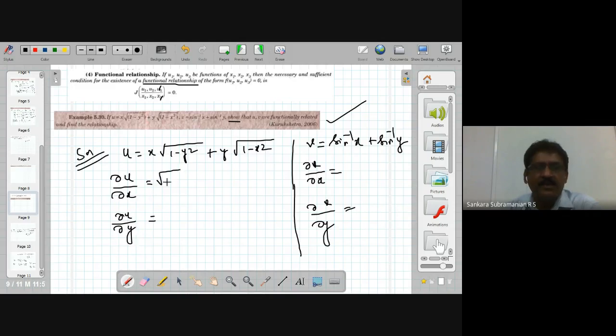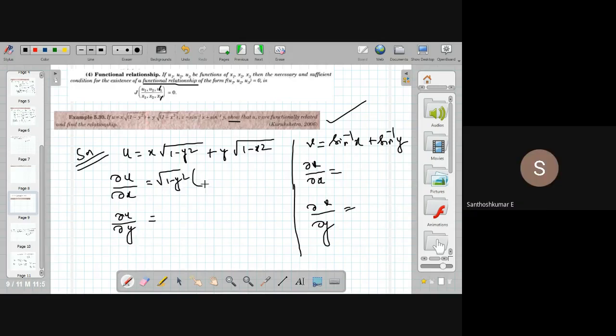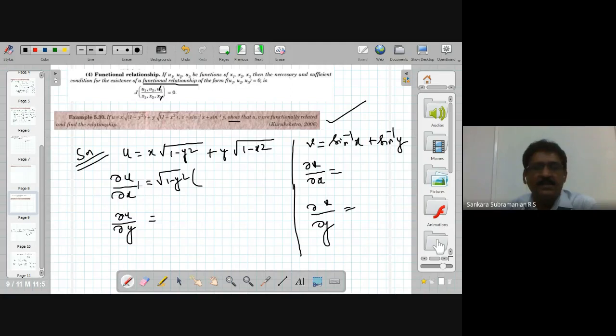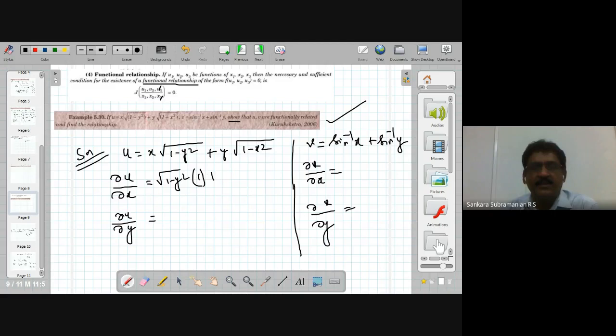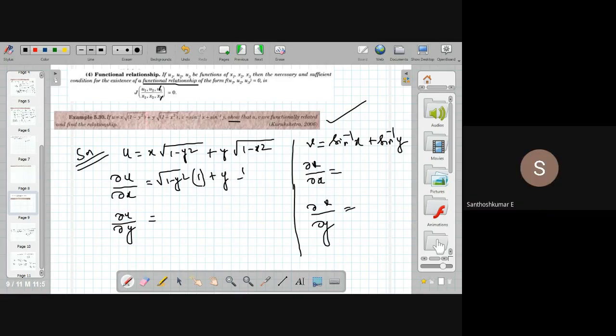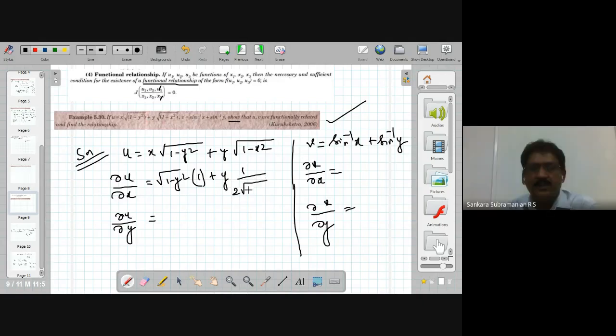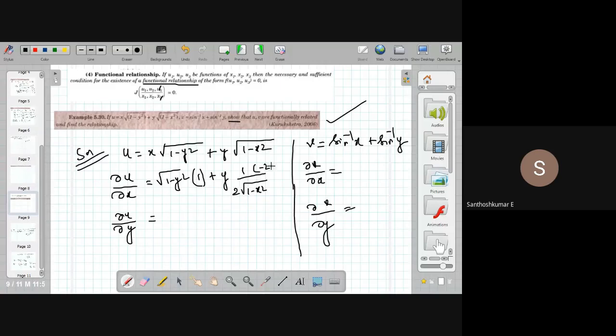So root of 1 minus y square must be taken out. So differentiating x, we get 1. And if I take y out and differentiating root of 1 minus x square, I will be getting 1 by 2 times root of 1 minus x square, into differentiation of 1 minus x square, which is minus 2x. 2 cancels, root cancel.